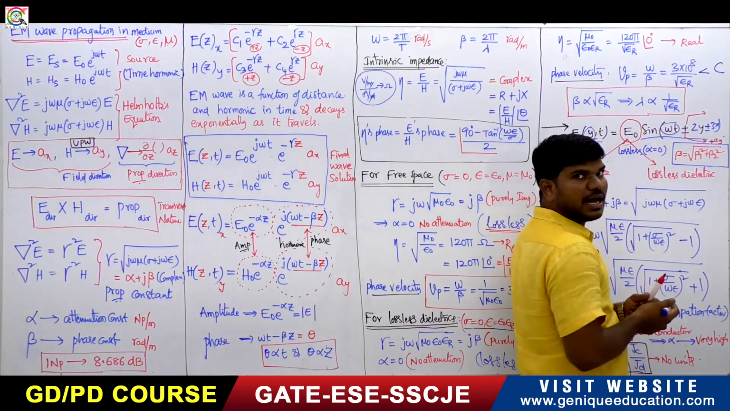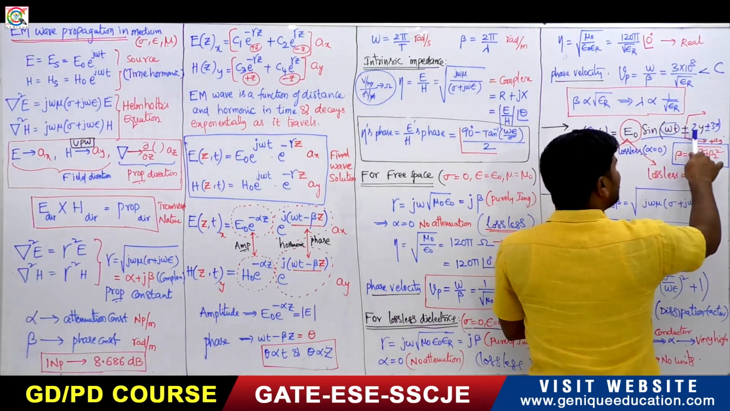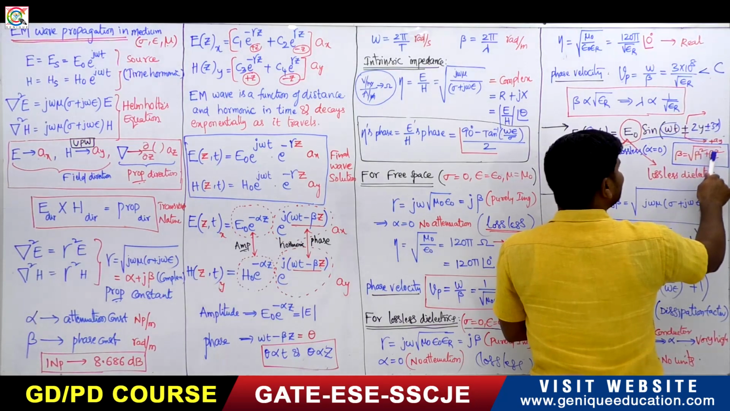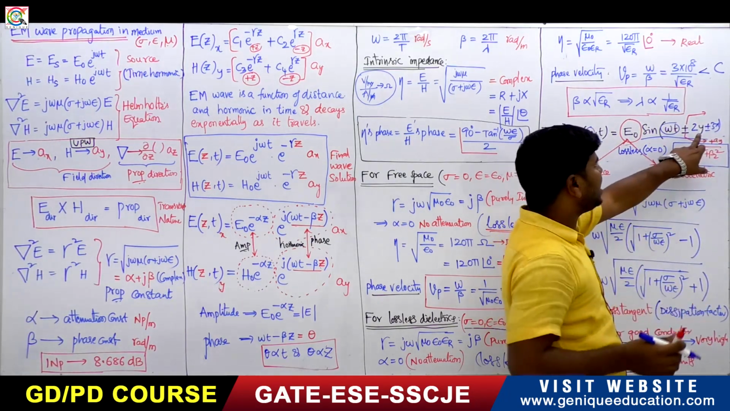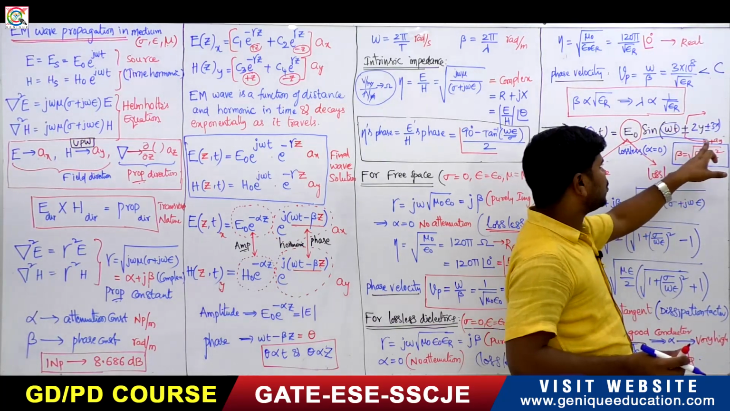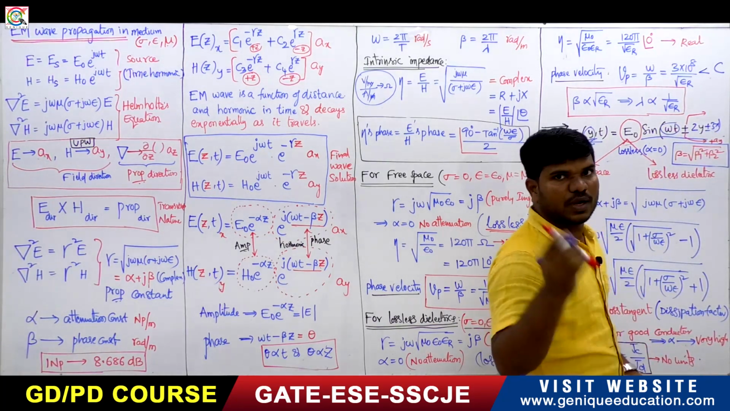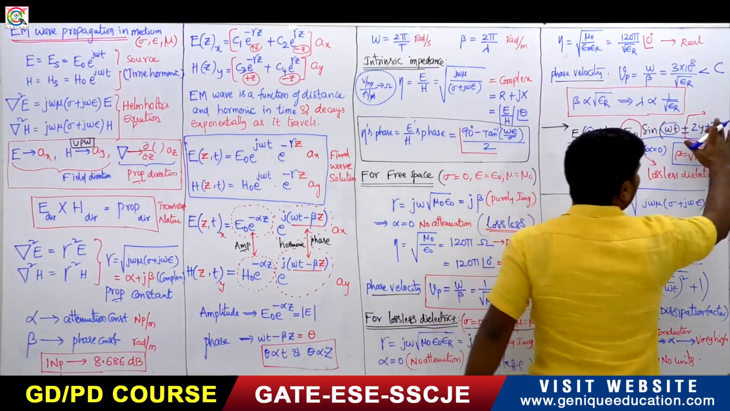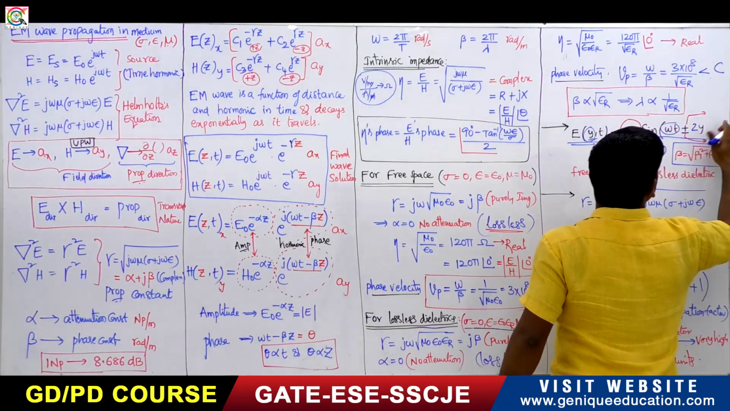Now what will be the beta? The overall beta will be equal to root over beta 1 square plus beta 2 square. So what is beta 1 here? 2. Beta 2 here is 3. So beta is equal to root over 2 square plus 3 square. Like that you have to identify. Right? So this is the thing.